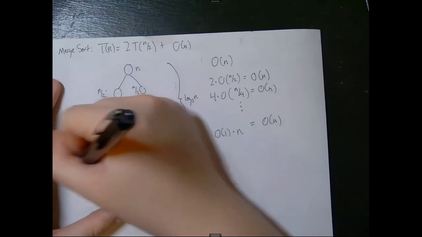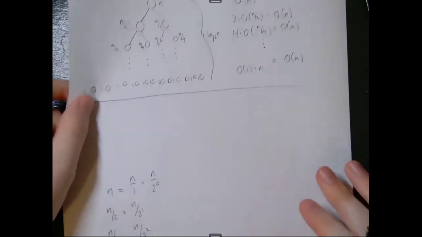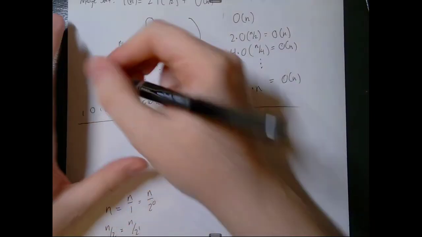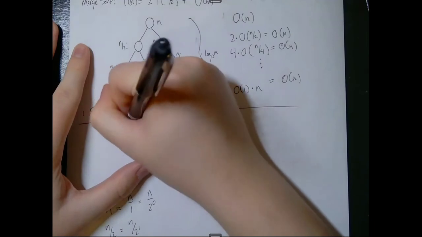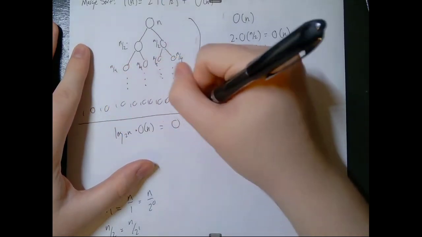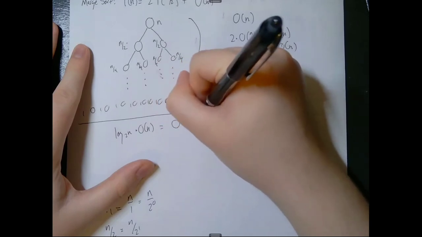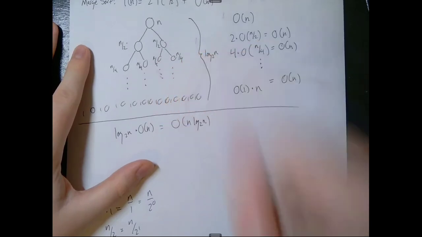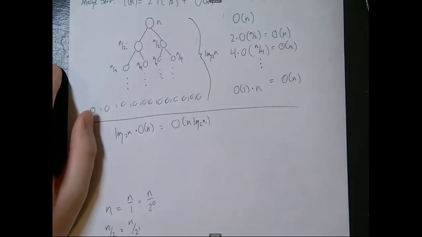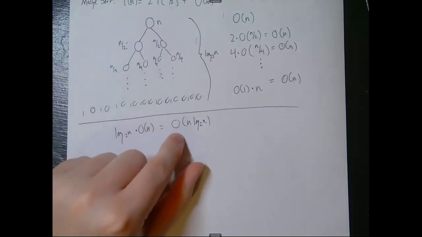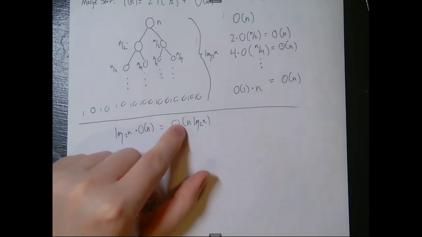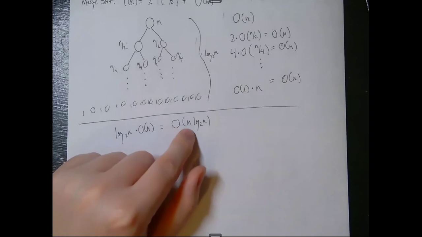So basically what we're doing is an O of n amount of work log base 2 of n times. So we have log base 2 of n times O of n amount of work, and we say that this is O of n times log base 2 of n, which you wouldn't say is O of n, or O of n squared. This is actually in a category of its own, usually called linearithmic.